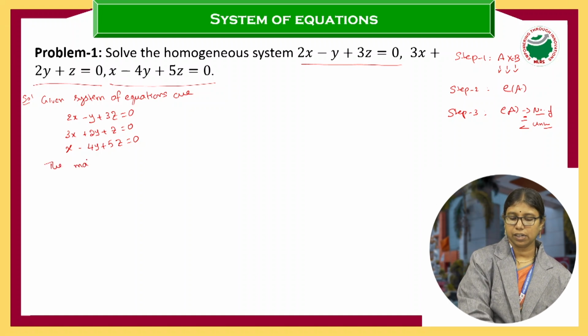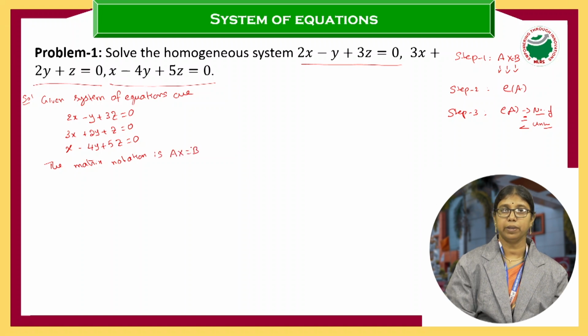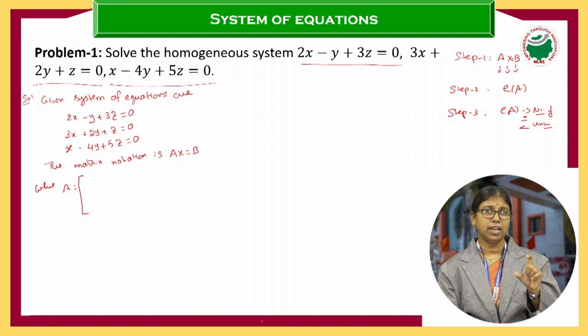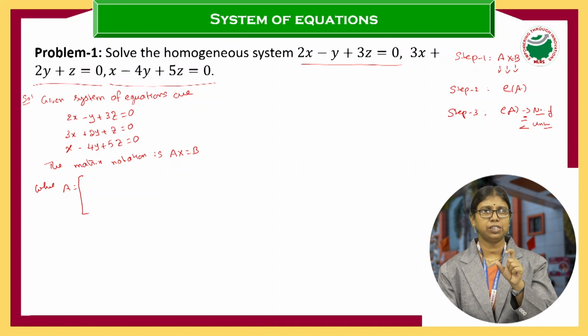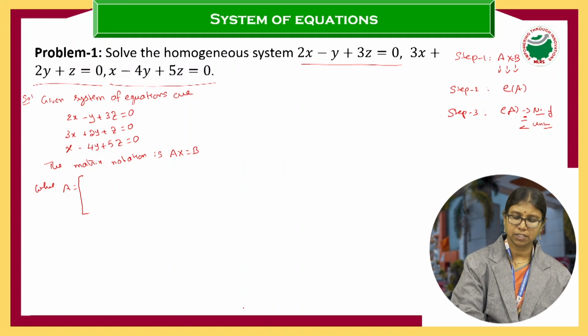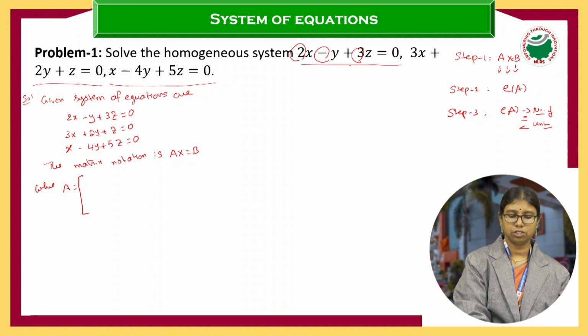The matrix notation is AX is equal to B. What is A here? A is a coefficient matrix. You have to collect the coefficients from each and every equation as a row. So, if you are taking the first equation, what are the coefficients in the first equation? 2, -1, 3. So, your first row is 2, -1, 3.